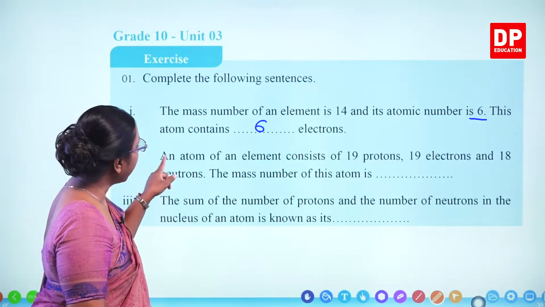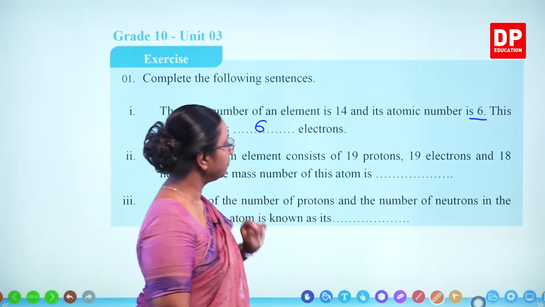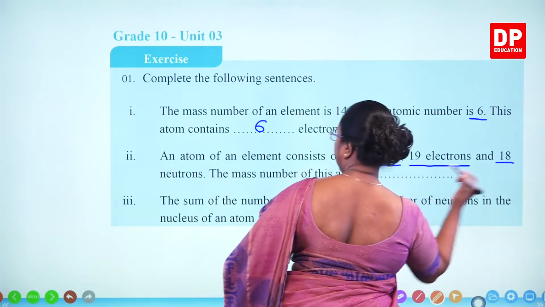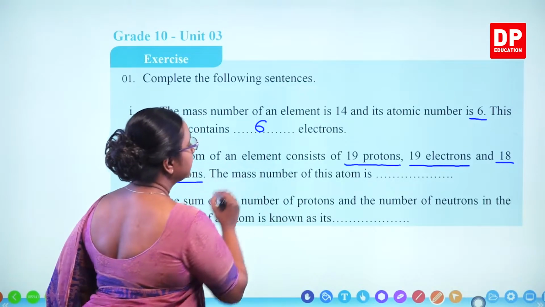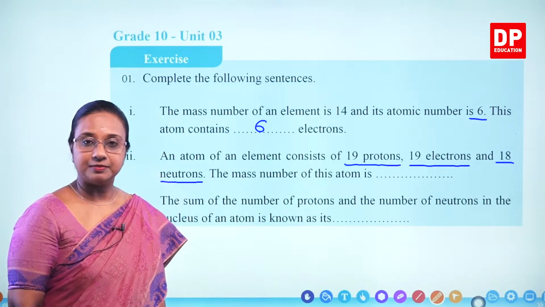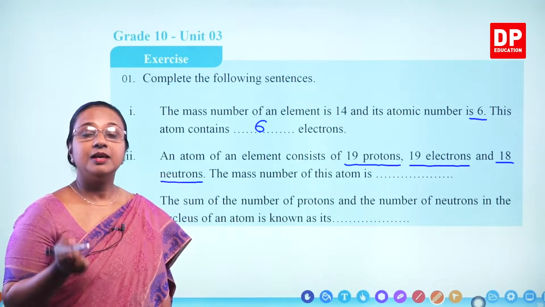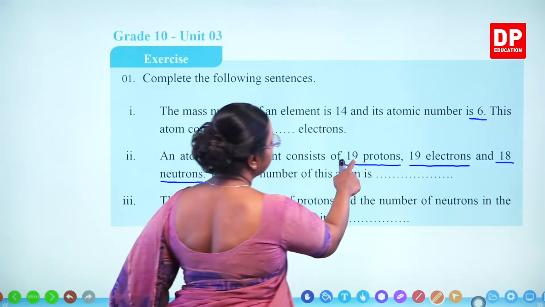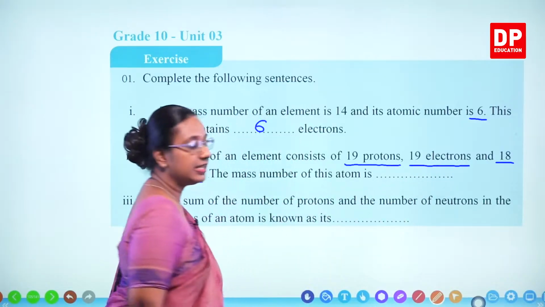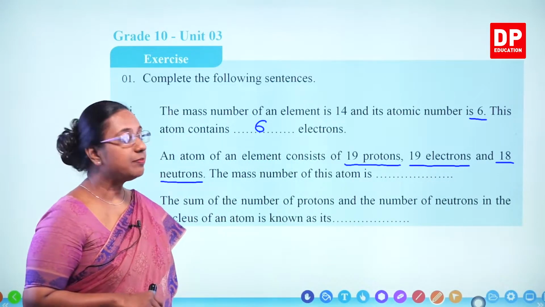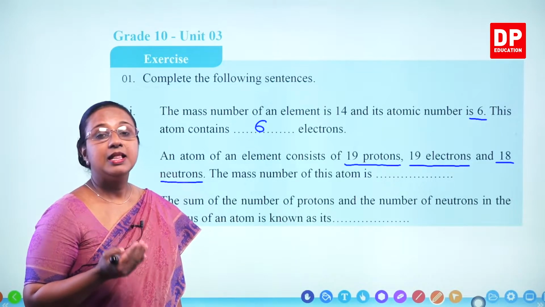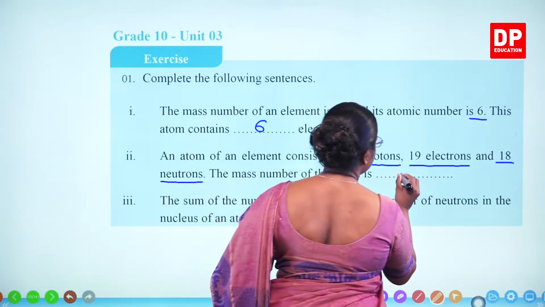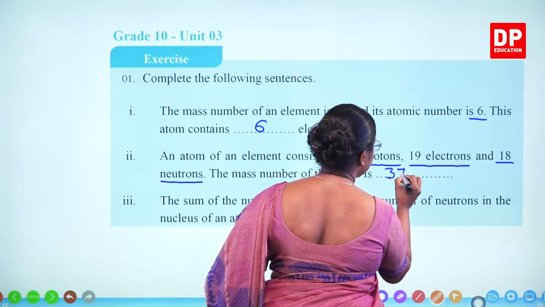The second one, an atom of an element consists of 19 protons, 19 electrons and 18 neutrons. The mass number of this atom. Mass number is what? It is the sum of protons and neutrons. So we have 19 protons and 18 neutrons. When you add them together, there will be 37 as the mass number. So the mass number of this atom is going to be 37.